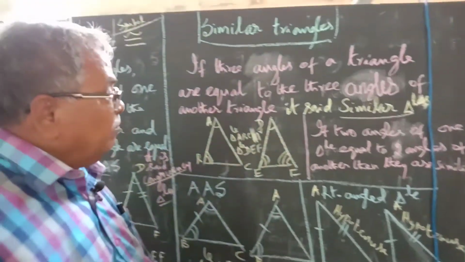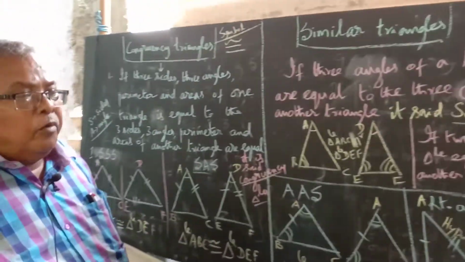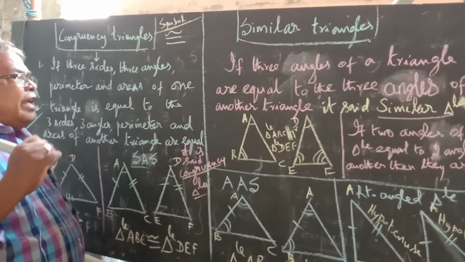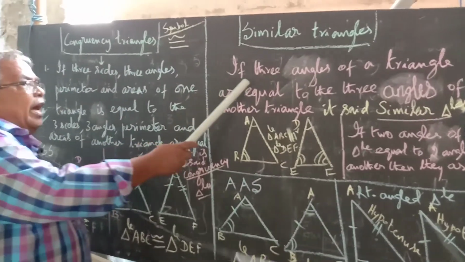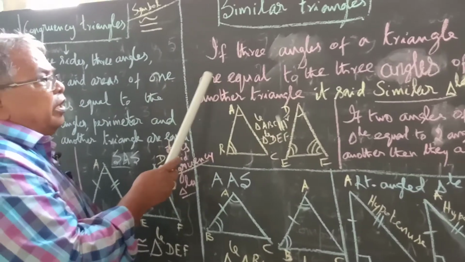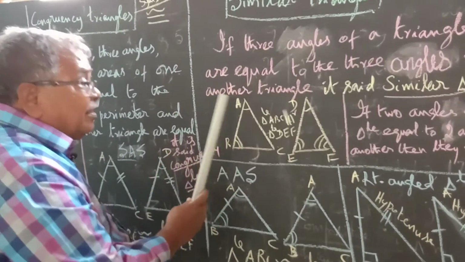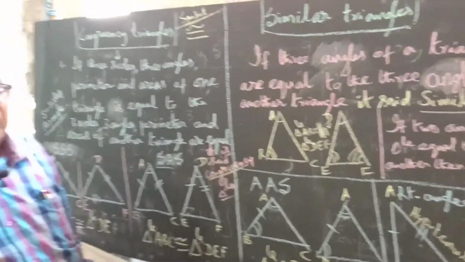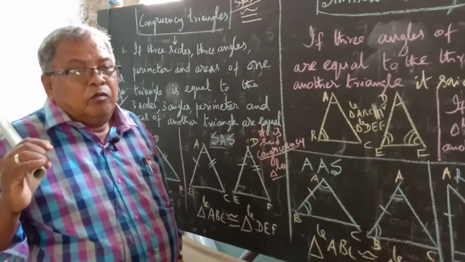Now, let me pass on to similar triangles. What do we mean by similar triangles? Similar triangles are those in which the three angles of one triangle are equal to the three angles of another triangle. Then those two triangles are said to be similar triangles. Only the angles are equal.